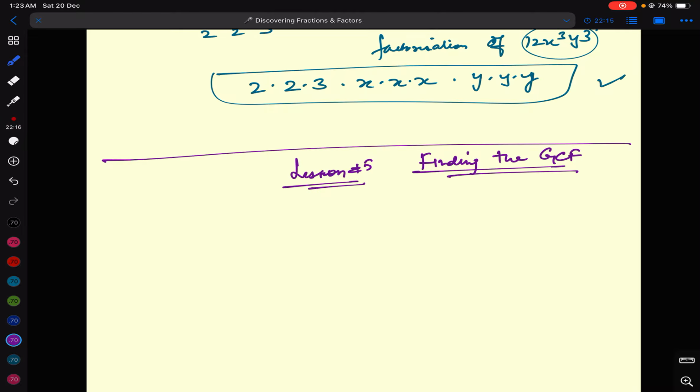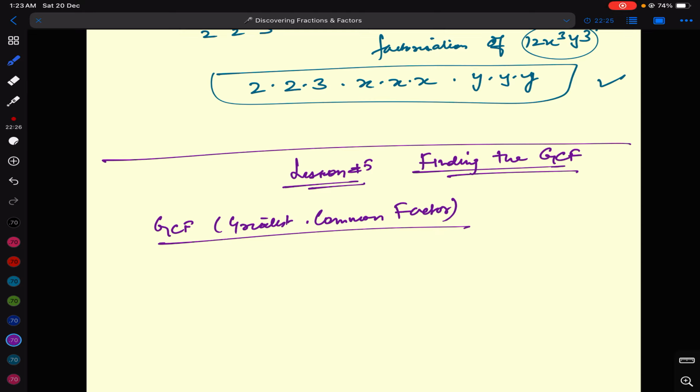So what exactly is GCF, or the greatest common factor? What is GCF basically? The greatest common factor is exactly as it sounds, the greatest factor of 2 or more numbers.